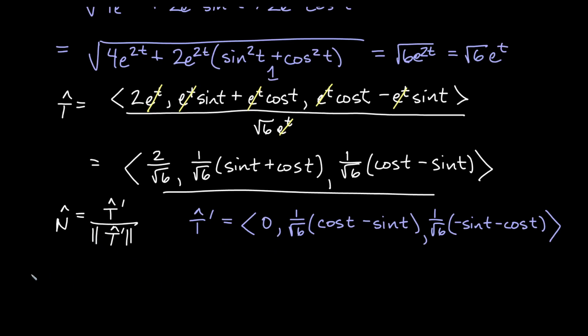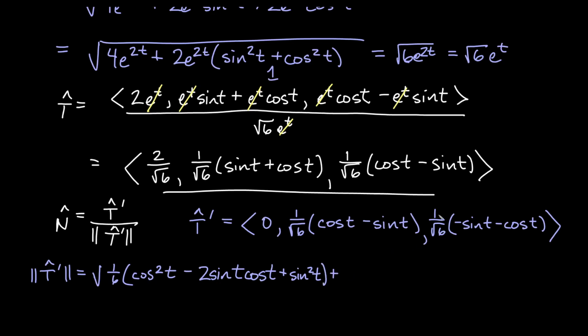So we need, I'm going to give myself a little bit more room here, the magnitude of t hat prime. That's going to be the square root of 0 squared, so we won't write that in there. 1 over root 6, if I square that, that's 1/6. And then if we think of 2 copies of cosine t minus sine t, and we multiply them into each other, that's going to give us cosine squared t. We'll actually get minus 2 sine t cosine t. And then negative sine t times negative sine t will get plus sine squared t. Plus we have our 1 over root 6 squared again, so that'll be 1 over 6.